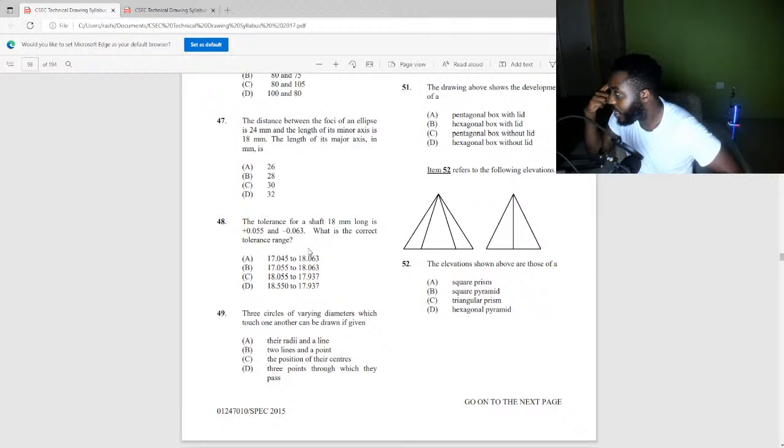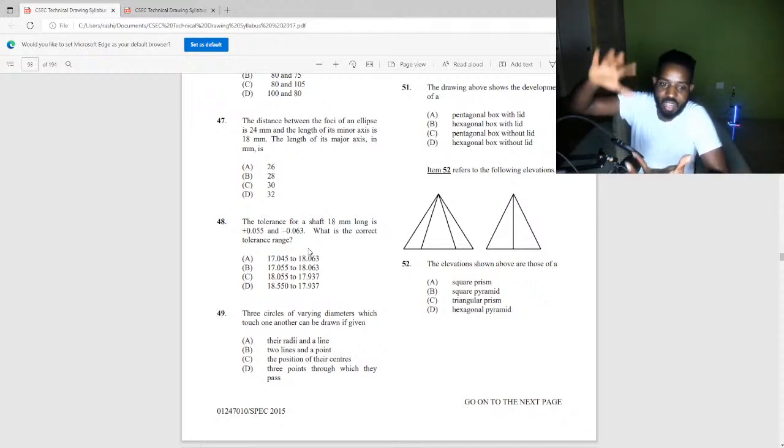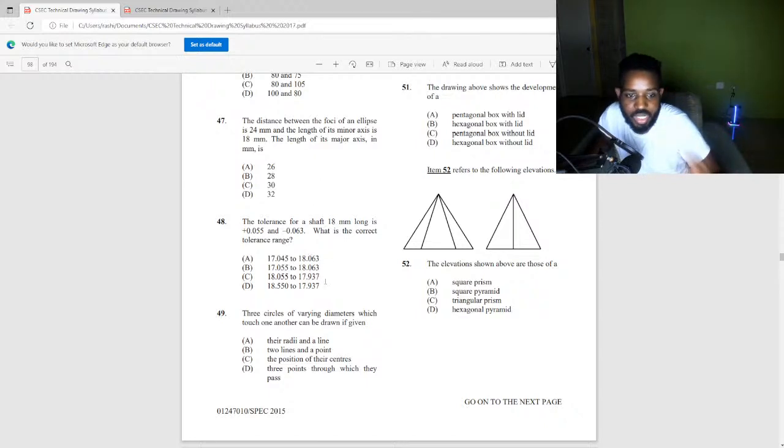All right, so this is what tolerance means. Tolerance means the amount of space that you would have left for something to fit into. So it says the tolerance for a shaft 18 millimeters long is plus 0.055 and minus 0.063. What is the correct tolerance range?